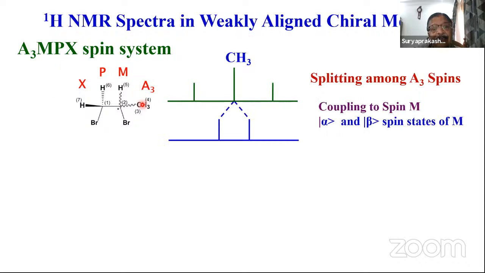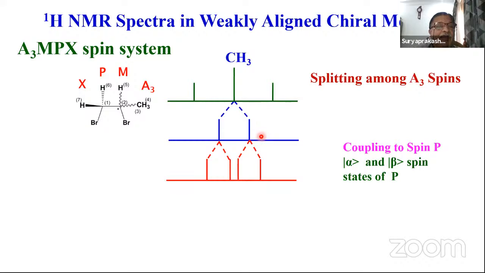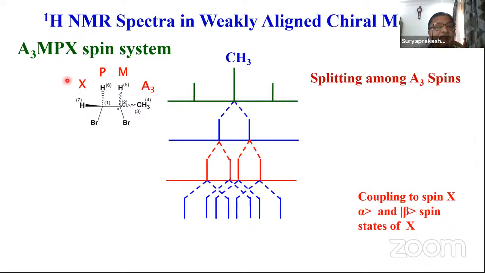If this CH3 is coupled to M, then because of the alpha and beta spin states of M, it is going to be a doublet. It is further coupled to P, this proton. Then again, because of the alpha and beta states of P, it is going to be a doublet of doublets. Now it is also coupled to X. Then it will become a doublet of doublet of doublets. It is going to be an 8-line pattern.